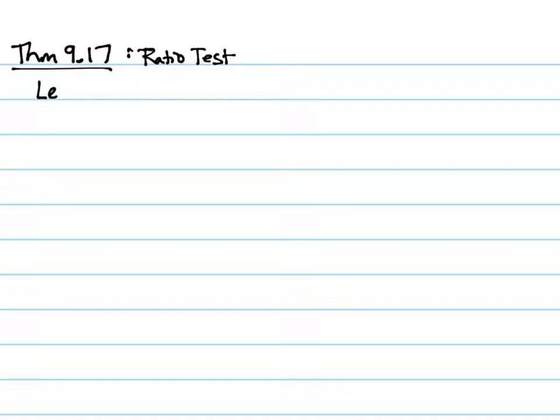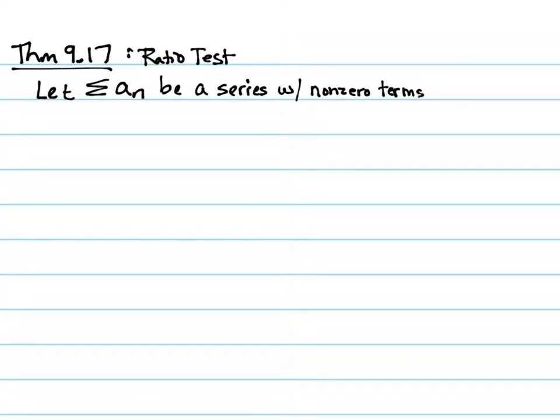So we're going to start with the ratio test. This is Theorem 9.17, the ratio test, and it says the following. We're going to let the summation of a sub n be a series with non-zero terms. And you'll see in a moment why we need them to be non-zero. They can be positive, they can be negative, but they just aren't zero.